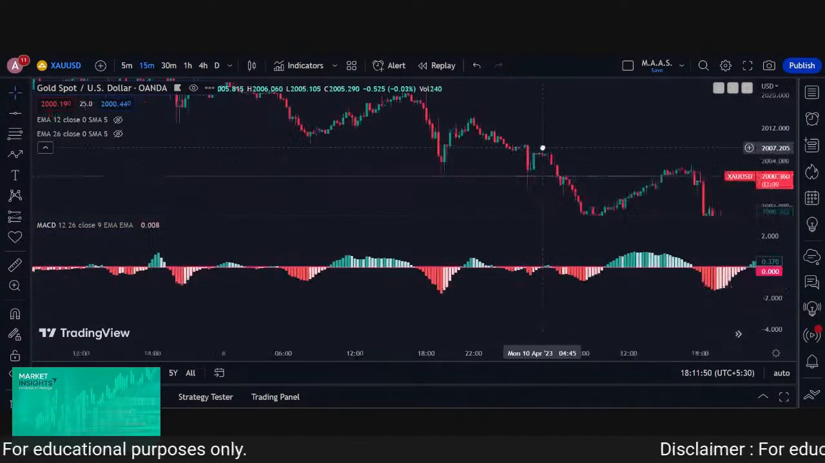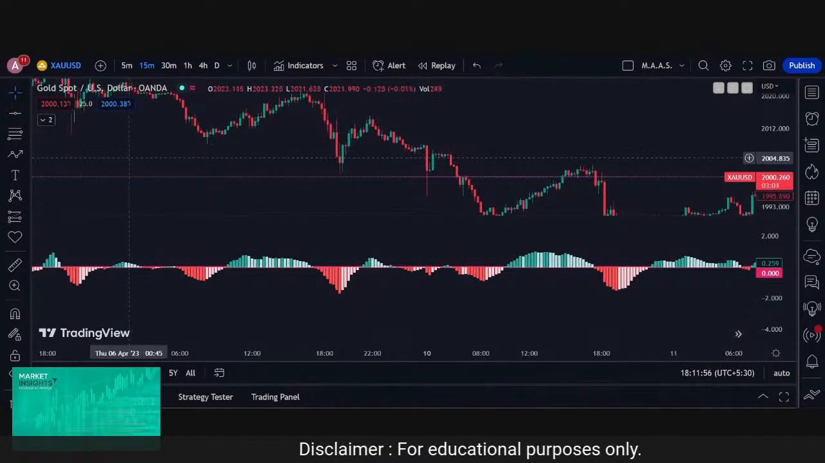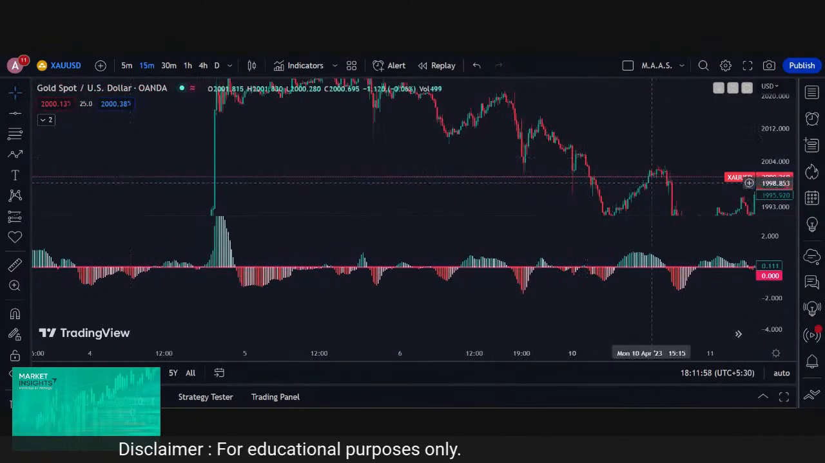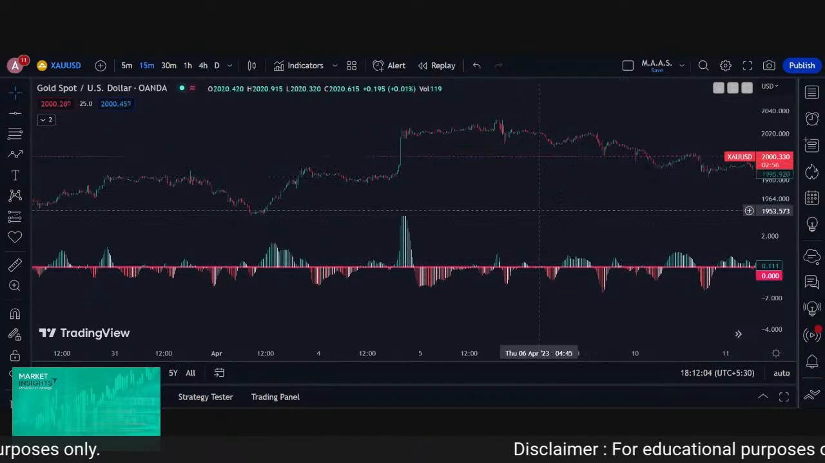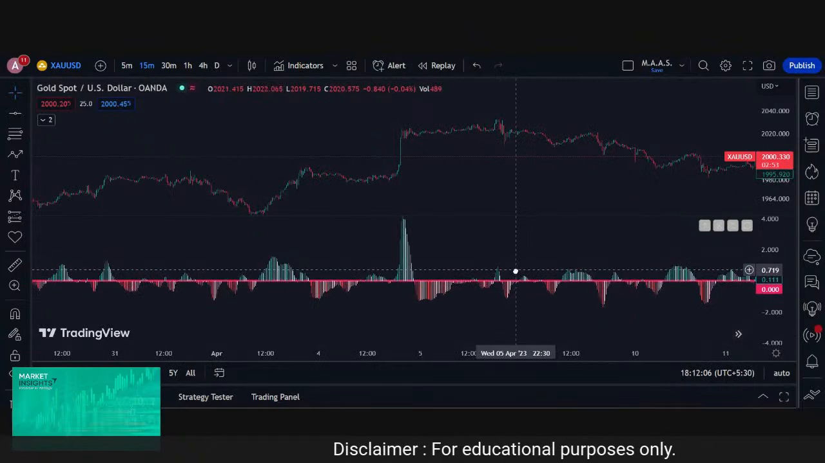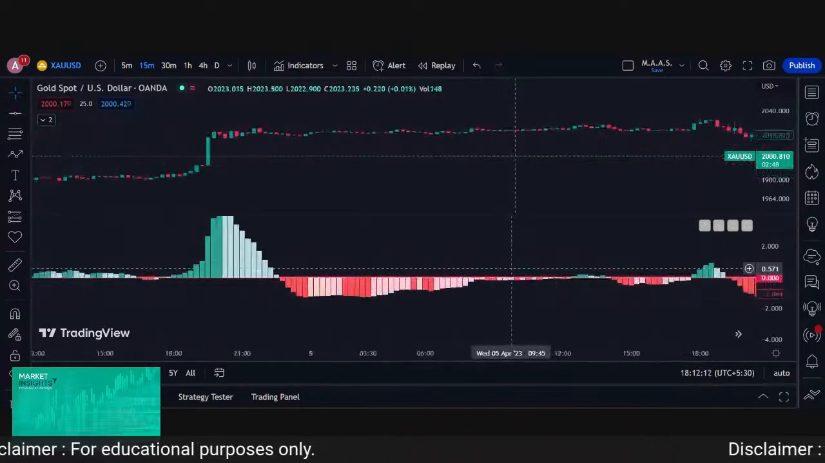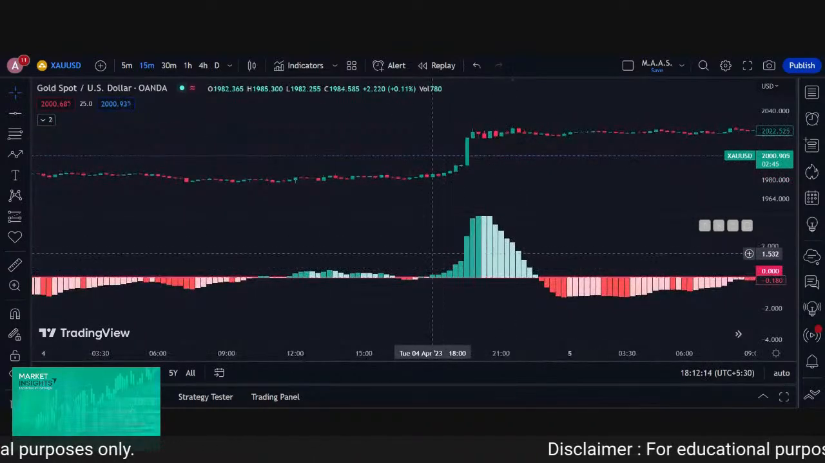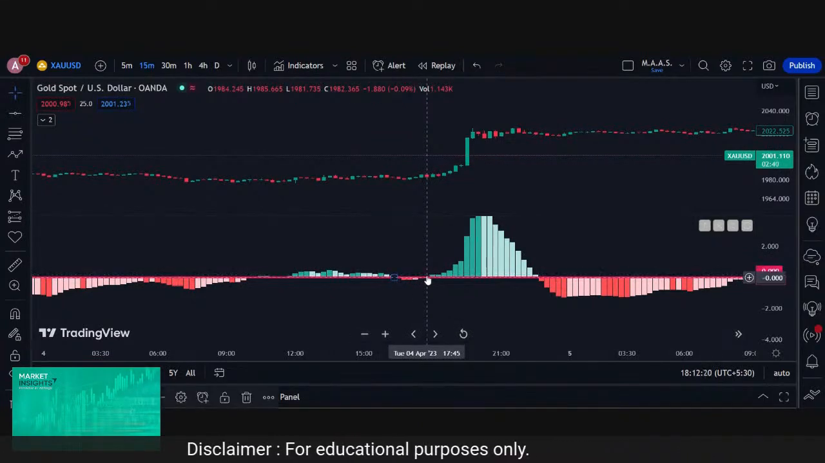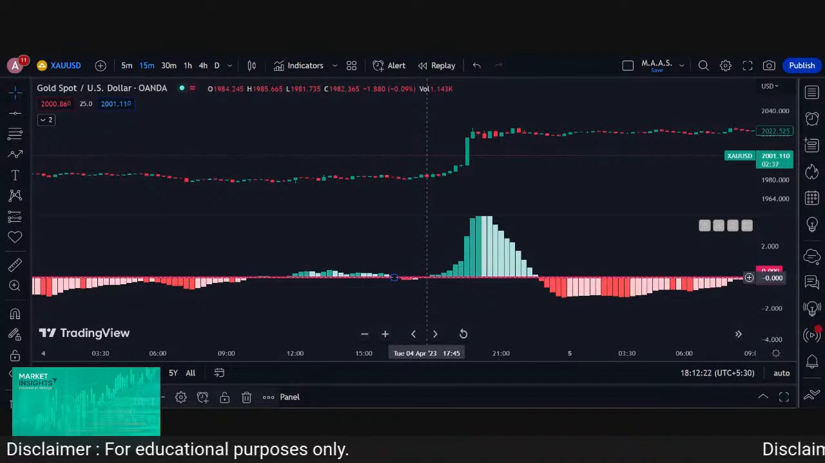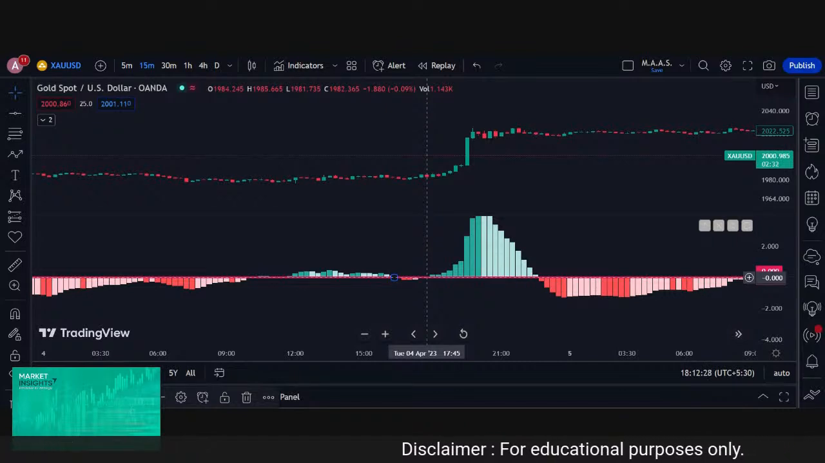Just the histogram, no lines, nothing, just the histogram. Now look at the price action and look at the histogram. I'll show you these two things. Look at the histogram, look at the price action. The histogram is based on the difference between the MACD and the signal line. This histogram is very, very crucial and important.